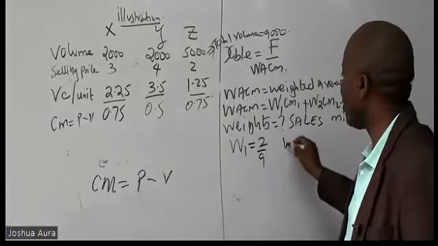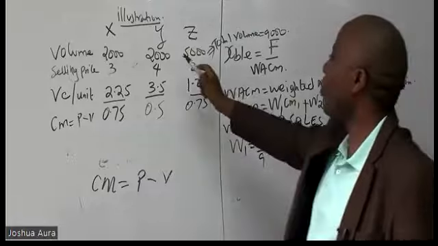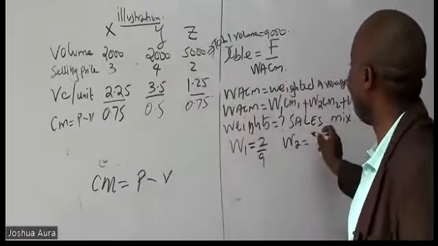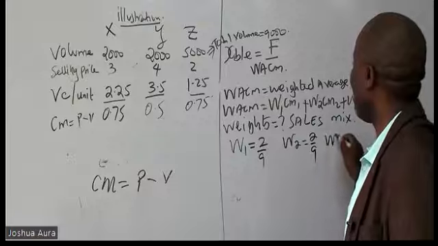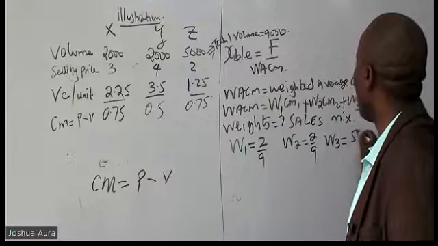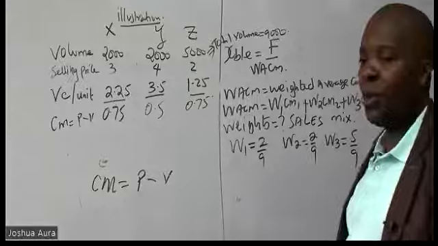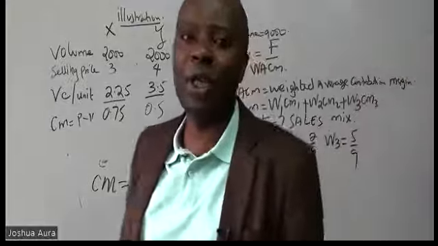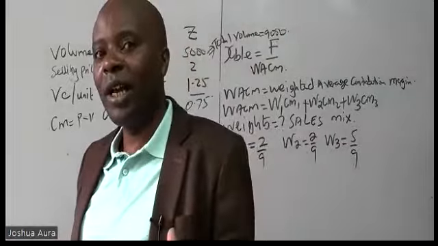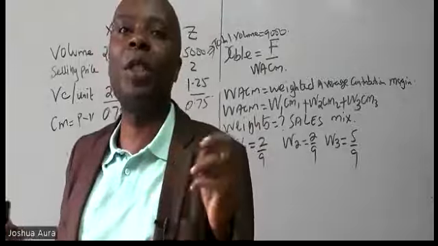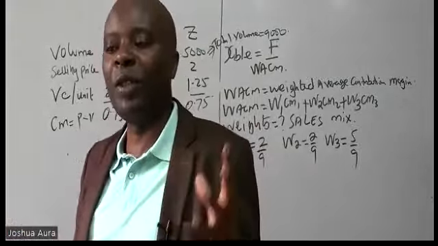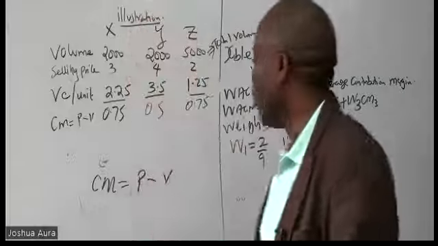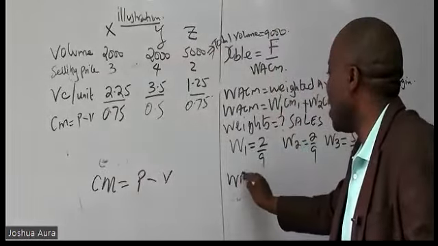And then we have weight 2. The weight for the second product again will be 2/9. Then lastly, we have the weight of the third product, which will be 5/9. Now, you guys having gotten the weights, could you kindly dribble this ball further and combine the weights with the contribution margins to give me the working?